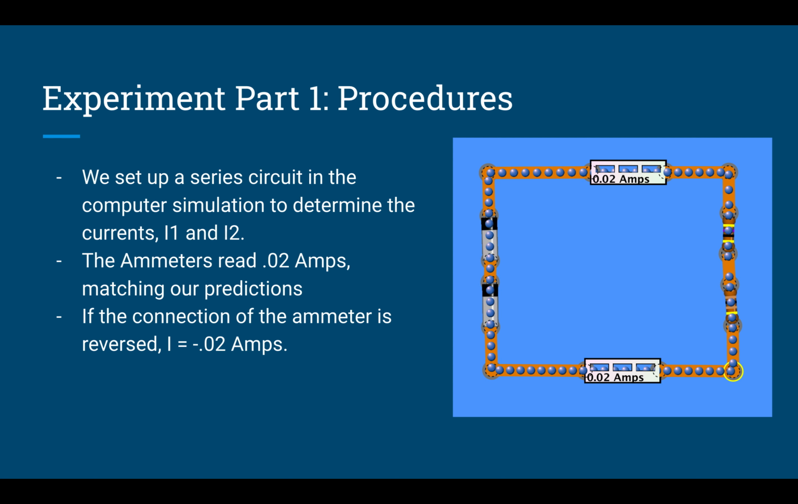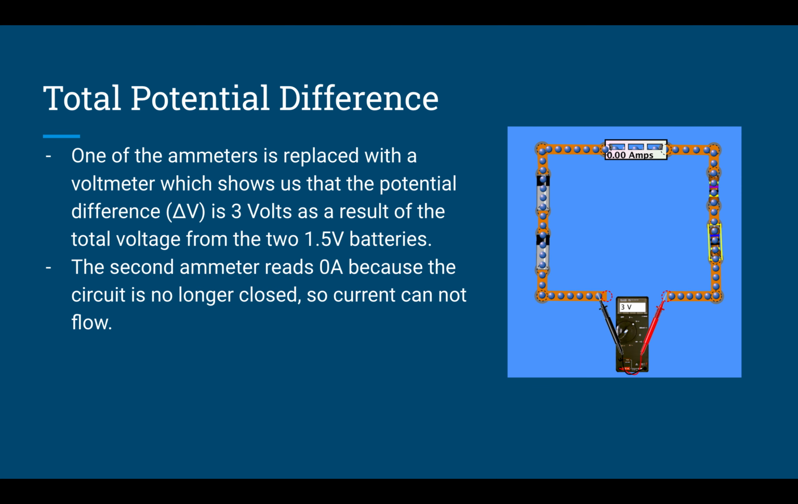I also found that if the connection of the ammeter is reversed, then the current is equal to negative 0.02 amps. Next, I replaced one of the ammeters with a voltmeter and found that the potential difference in the circuit is 3 volts, which we can conclude as a result of the total voltage from the two 1.5 volt batteries. The second ammeter now reads 0 amps because the circuit is now open where the voltmeter was placed and the current cannot flow through an unclosed circuit.